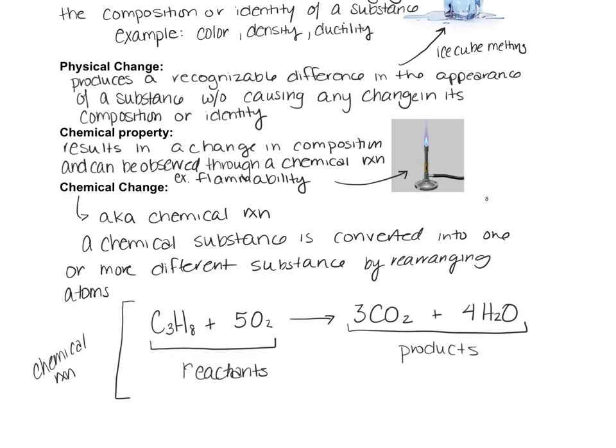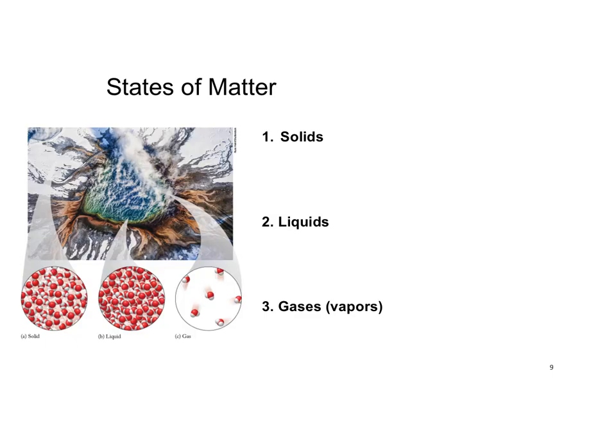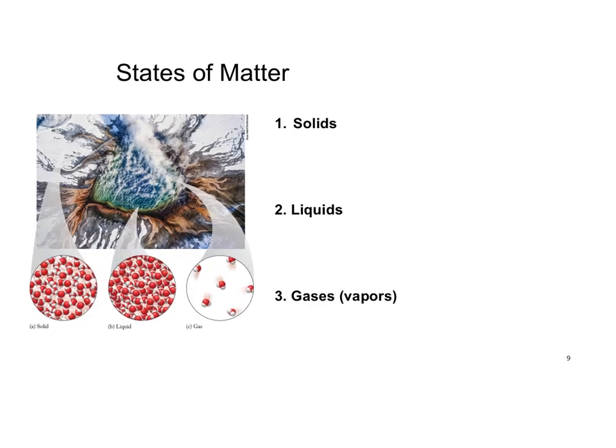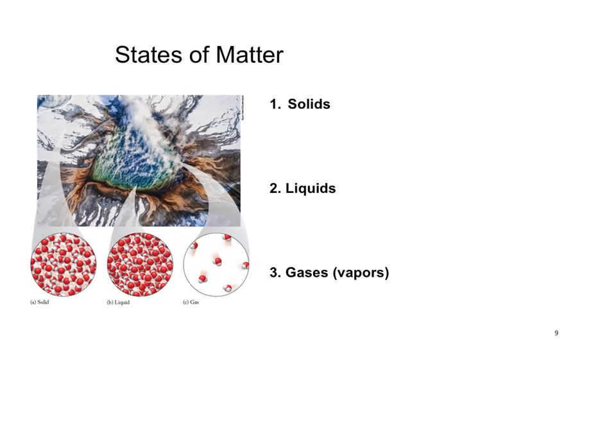Now, let's talk a little bit about the states of matter. When we talk about states of matter, there are three big ones that you've probably been exposed to quite a bit. Solids, liquids, and gases. Solids, when we talk about solids, we abbreviate solids with an S, and generally we put parentheses around it. Now, solids have a definite shape and volume.